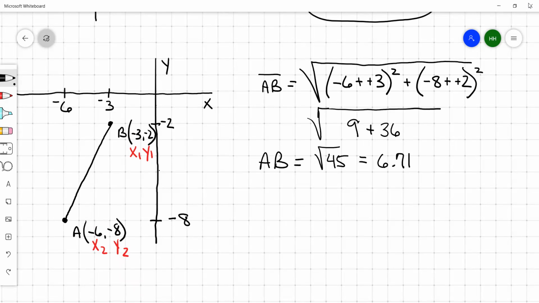Any questions on finding the distance between 2 points?